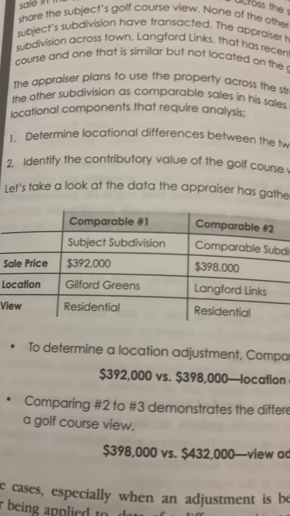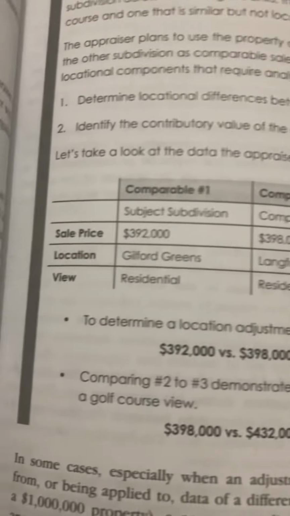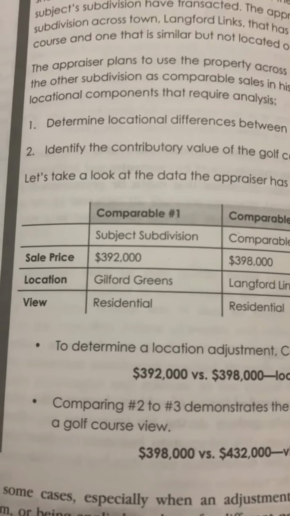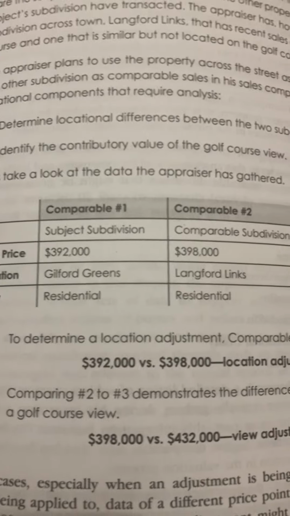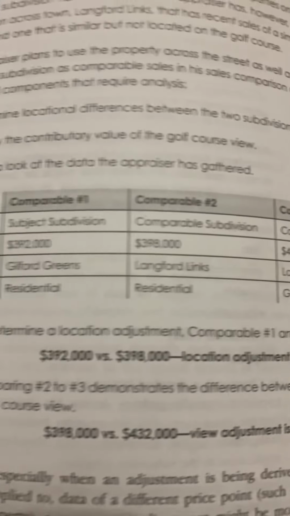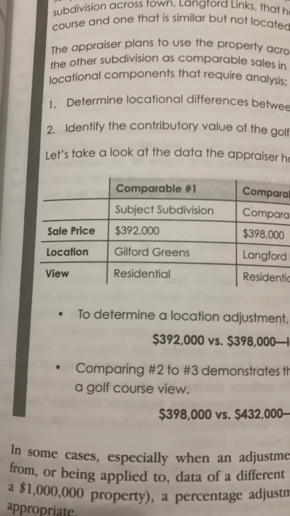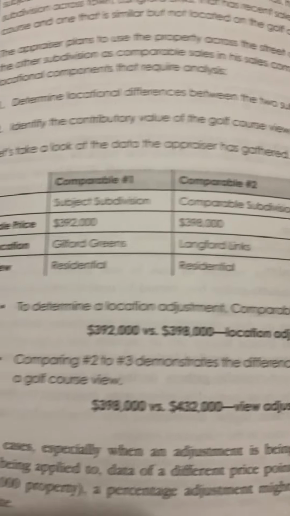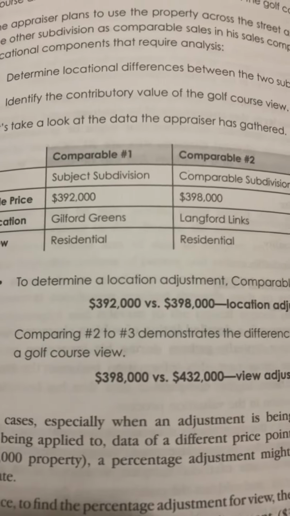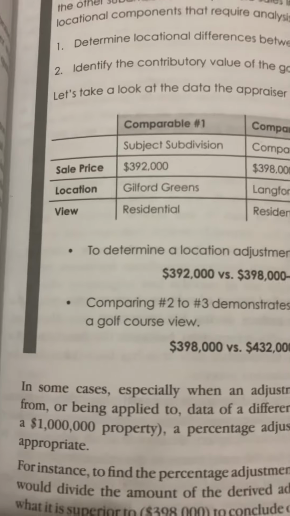There are two locational components that require analysis. Number one, determine locational differences between the two subdivisions. Number two, identify the contributory value of the golf course view. Let's take a look at the data the appraiser has gathered.